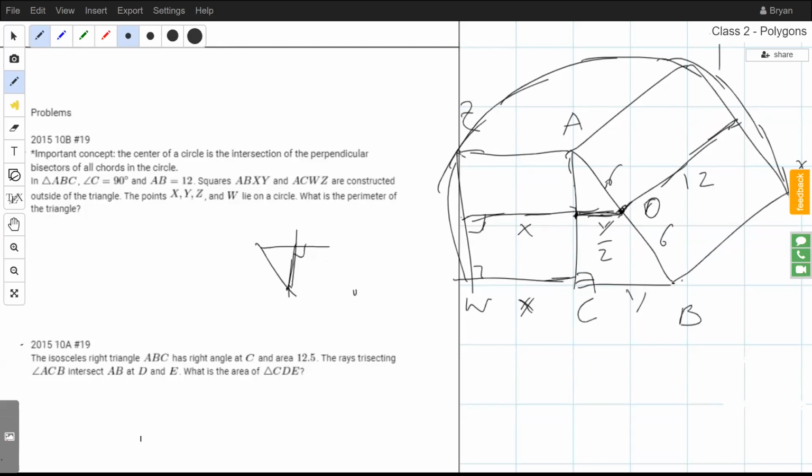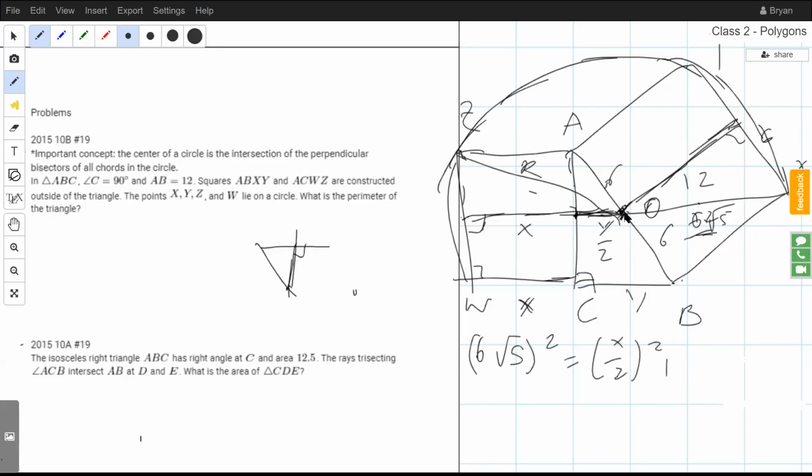So now we can use the Pythagorean theorem on this triangle right here. You see it? This is the radius, and the radius can be found just using the square. This is 12, this is 6. You'll be able to find this radius is 6 root 5. Very important: 6 root 5 is the radius, found using the Pythagorean theorem on this triangle. So after that, we'd have 6 root 5 squared is equal to X over 2 squared plus X plus Y over 2 squared.